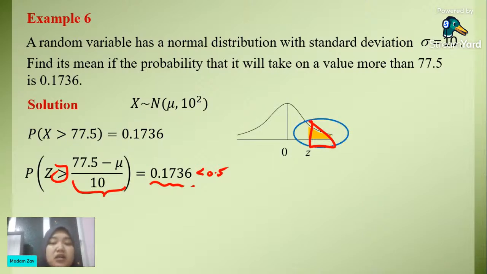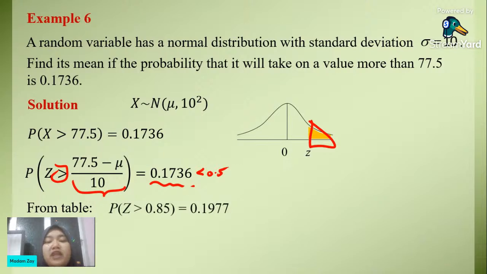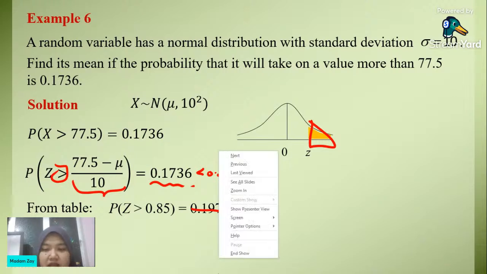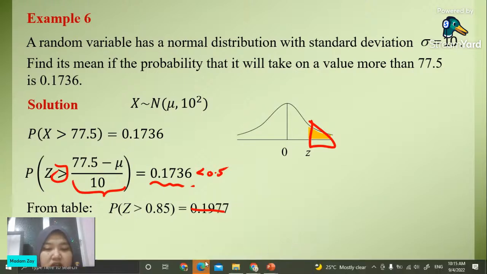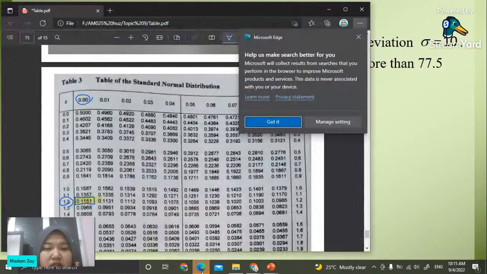From the table, we can see that probability of z more than 0.85 is equal to, okay, there is something wrong here. Oh, okay, let me check. First, 0.1736 from the table. Wait, we need to check from the table. This is the wrong answer, not 0.1977, not 0.85. We are talking about 0.1736. So let's check the table. 1736.